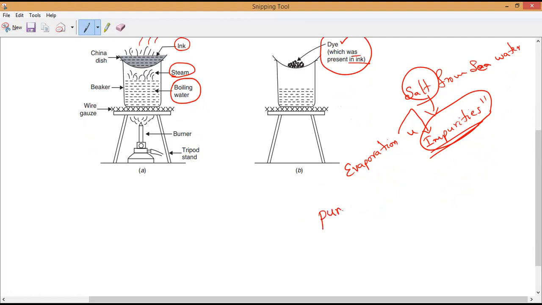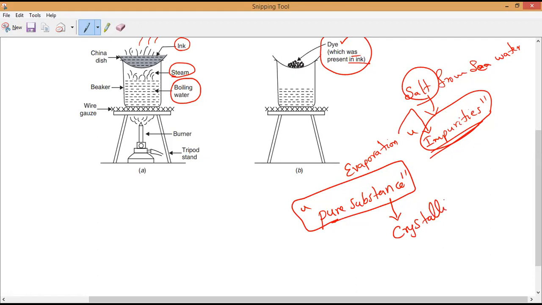So to obtain the pure substance, we will go with the next type of separation technique. What is the separation technique? Can anybody tell me? To obtain the pure substance, instead of evaporation, we will go with what technique? Crystallization. Understand? That is crystallization and how it happens. That is all we will study now. To obtain the pure solid from a liquid, we will use which technique, guys?